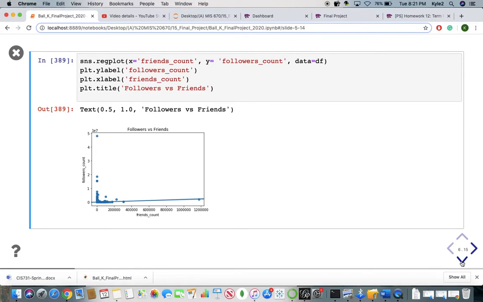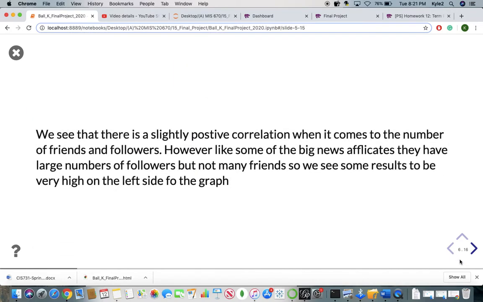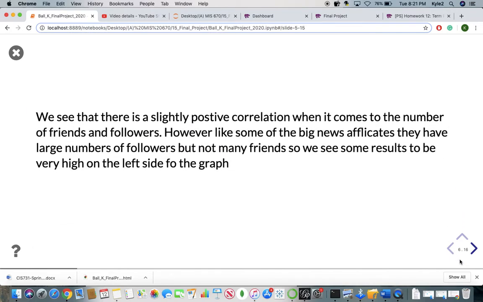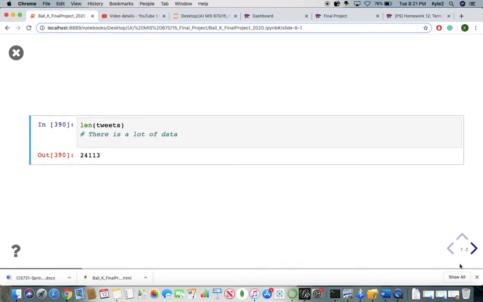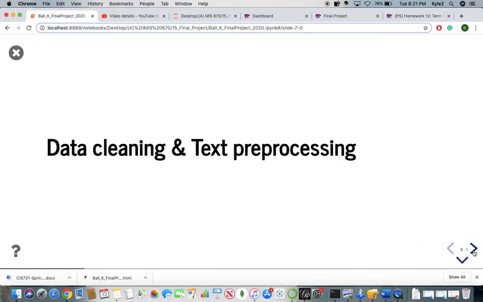This is kind of a correlation map, but just putting followers and friends together and getting a visual of how that looks. Also, some of those news affiliations don't have very many friends, but they have tons of followers. So, 24,000 tweets in the data set.